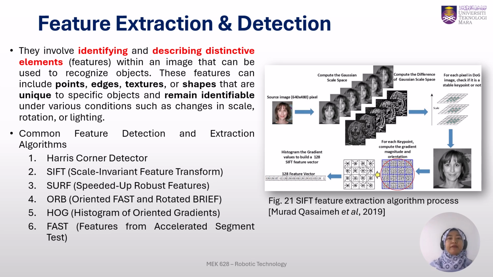Here are the common feature detection and extraction algorithms used, for example the Harris corner detector, SIFT, SURF, ORB and others. Here is an example of the SIFT feature extraction algorithm processing this woman's image. It will find the features, and then extract the features by using the SIFT algorithm. These features are filled up in this table or this pixel array, and then this is going to be the unique ID of this woman.